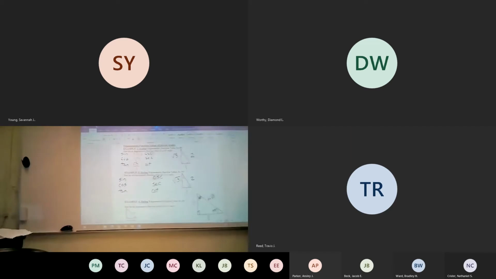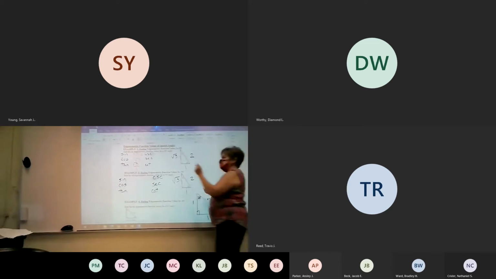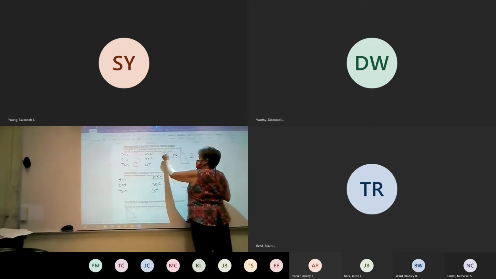So then cosecant is going to be 2 over the square root of 3. Secant is square root of 3 over 1. Cotangent is 1 over the square root of 3.